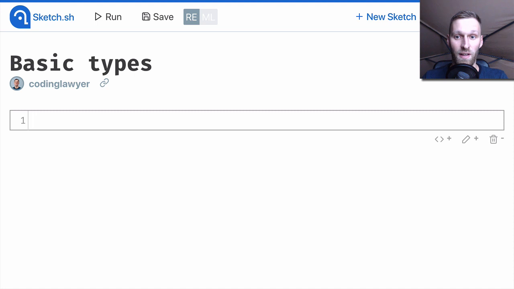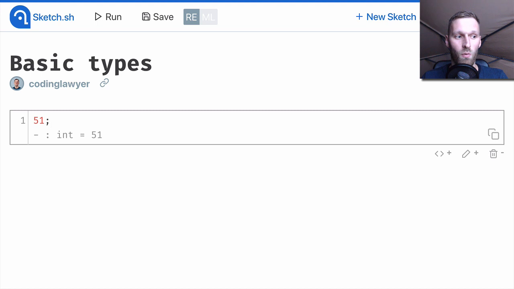Integers are just like whole numbers, but they also include negative numbers. So let's write our first integer. Now, when we run it, you can see it has a type of int. And Reason inferred this type for us since, as you can see, we haven't specified our type explicitly. So you can read this like 51 is a value of type int.